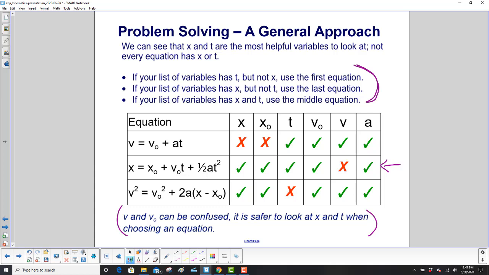If your list of variables has T but not X, use the first equation, right here. If your list of variables has X but not T, use the last equation. This is the third kinematics. That comes in handy a lot of times. And do you remember how we found it? We combined the first and second equations and eliminated time. And hence, that's why there's no time there. If you have X and T, go ahead and use the middle equation.